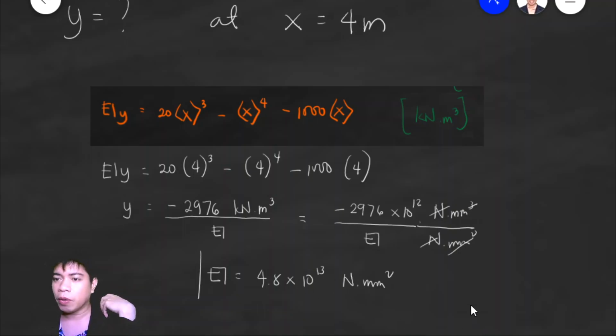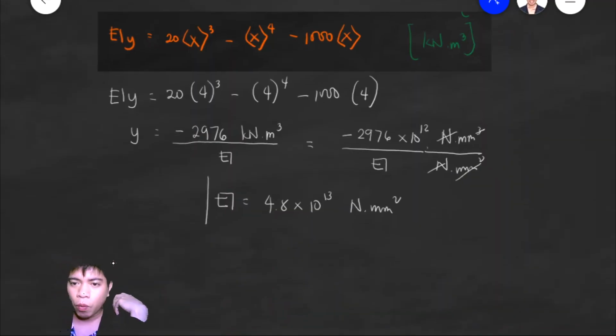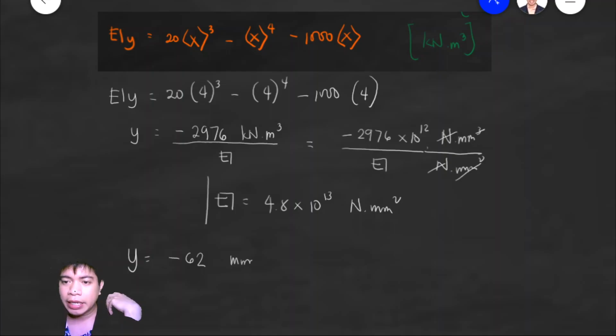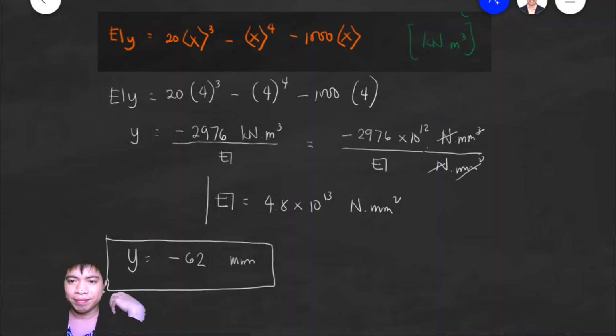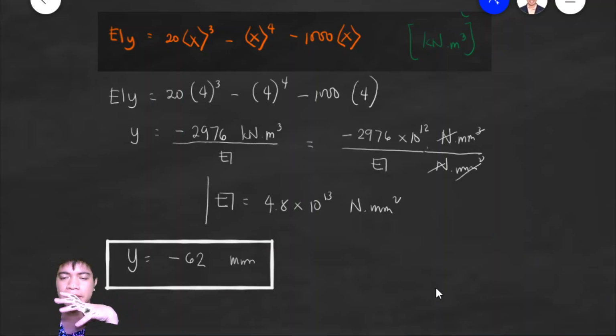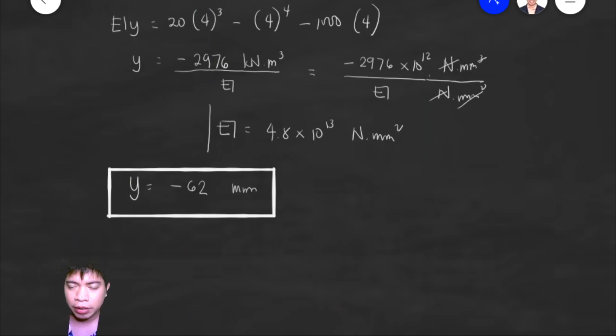So ayun guys, ang lalabas sa sagot dito is y is equal to negative 62. This is in millimeters. So that's it guys. Ito na nga yung ating final answer. So y is equals to negative 62 millimeters. Or pwede natin din isulat yung ating sagot. I-rewrite natin guys yung ating sagot. So y is equals to 62 millimeters and this is downward deflection.